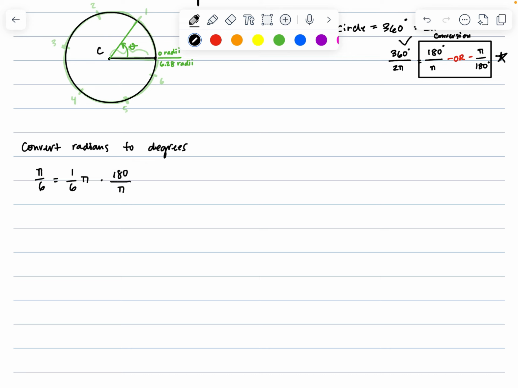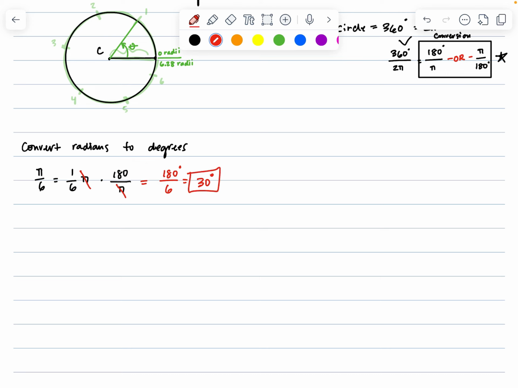okay? And then if you notice, depending on which one you use, it doesn't quite matter. I actually prefer this first one. It's actually easier to work with. Either way you do it, pi's will cancel out. And then we get 1 times 180, 180, divided by 6, which is 30. And since this is in degrees, 30 is in degrees.